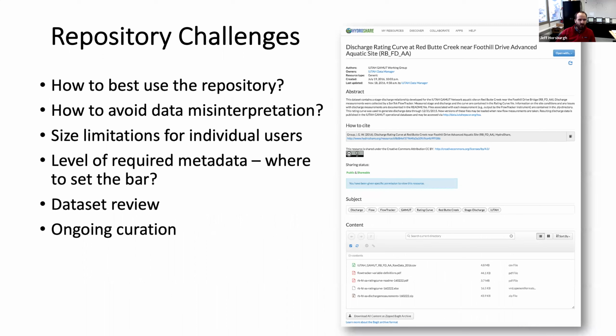There's still some challenges with repositories, like how to best use a repository. This is unfamiliar to a lot of people. How to avoid data misinterpretation. So if I put my data in a repository, how do I know that there's information in there that's going to help people understand what they can and can't do with my data? Size limitations for individual users. Some repositories have quotas that you may have to work around. And then what's the level of required metadata of the repository? Most of them have required and optional metadata requirements, but where do you set the bar, and how much time do you want to actually spend describing your data with metadata?